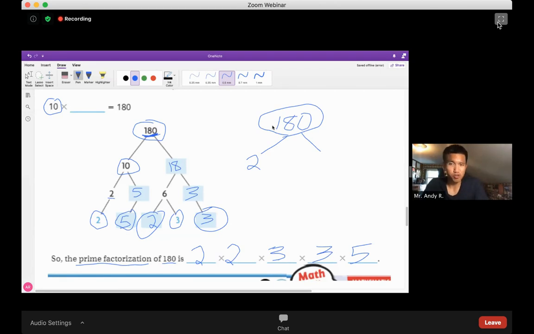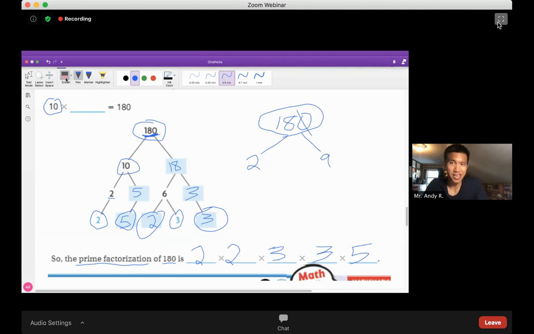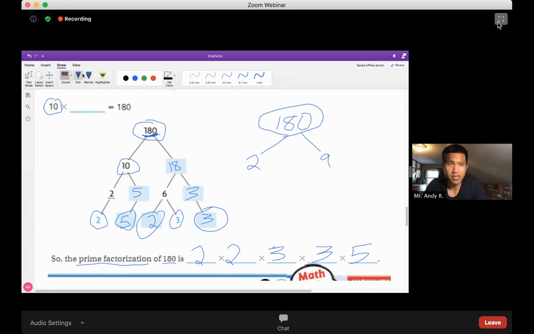Here's a little trick. I know we can't really think in our heads 2 times what equals 180, but if you ignore the 0, and think of it as 2 times what equals 18. 2 times 9 equals 18, so I know that the answer is going to have 9, and then I can just put that 0 back in, and there you go. 2 times 90 equals 180. And 2 is already a prime number, so we're good with that.